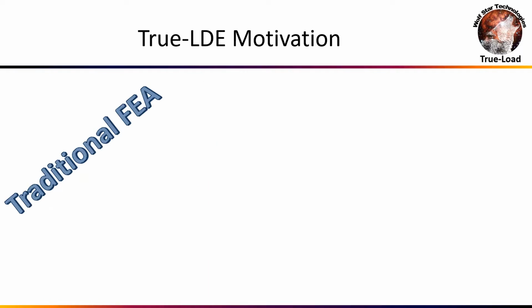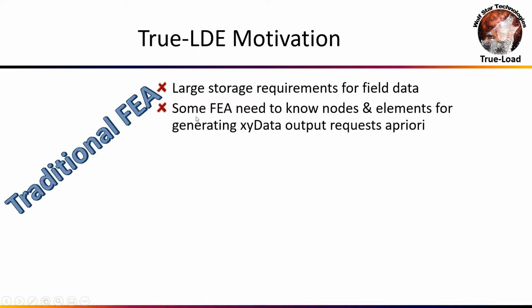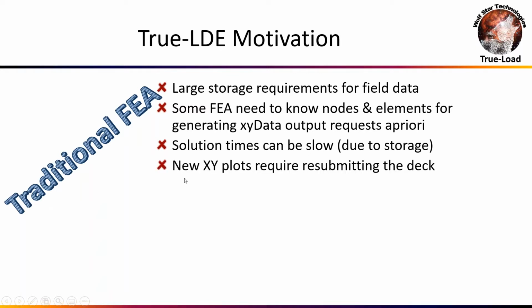So a traditional FEA approach for linear dynamics really creates large storage requirements for all the field data you're collecting. And with some FEA, you need to know the nodes and elements to generate XY data output requests before you do the solve. And then solution times can be slow, largely because of these storage requirements. And then every time you want to generate a new XY plot, you often have to resubmit your deck to basically do a new output request at new locations.